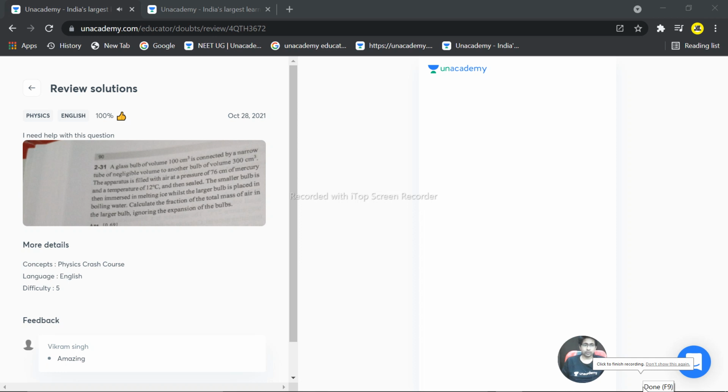A question over here. Question says a glass bulb of volume 100 centimeter cube is connected by a narrow tube of negligible volume to another bulb of volume 300 centimeter cube. The apparatus is filled with air at a pressure of 76 centimeter of mercury and a temperature of 12 degrees Celsius and then sealed.